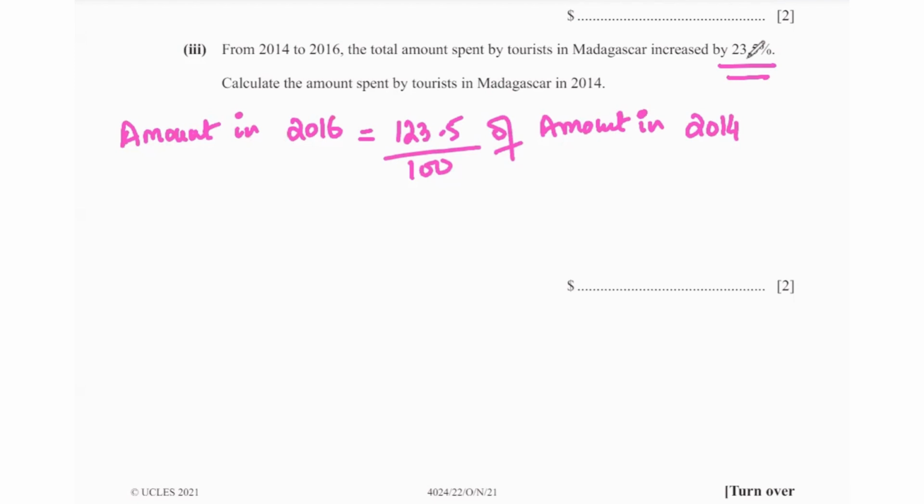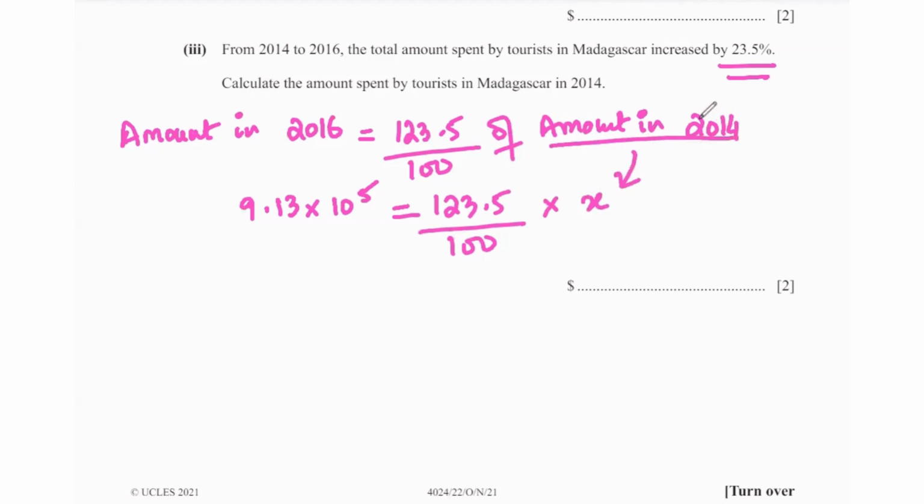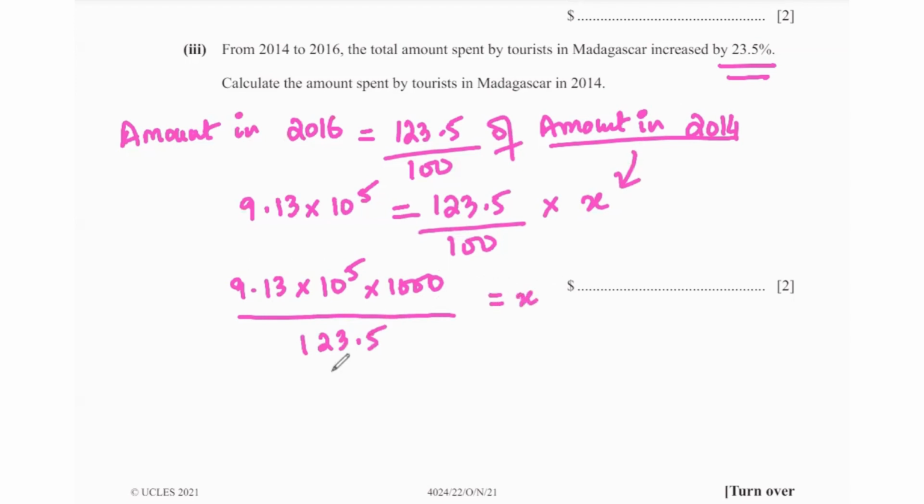And if that amount is increased by 23.5%, that means the total percentage of the amount now becomes 123.5%. So we're going to put the amount in 2016, which was given as 9.13 times 10 to the power of 5 equal to 123.5 over 100 times x. I'm going to call this x. So that's going to be 9.13 times 10 to the power of 5 times 100 divided by 123.5 equals x. And that will give you 7.39 times 10 to the power of 5 dollars as your amount spent by tourists in 2014.